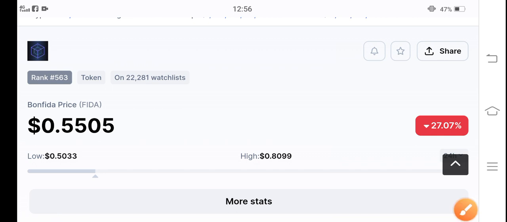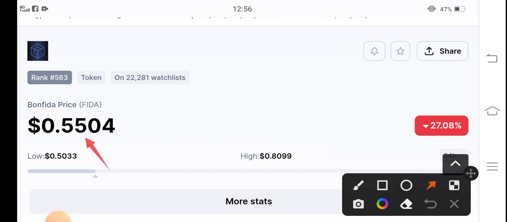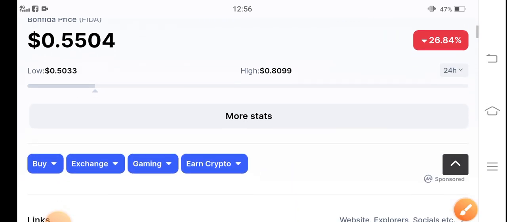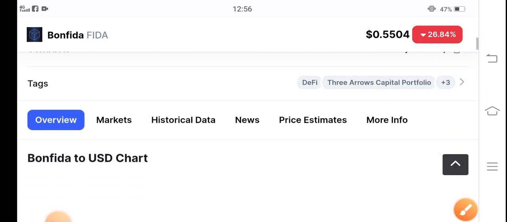If we see here, the current price is 0.55 cent, and you can see the last 24 hours highest price is 0.80 cent. So from 80 cent the price dropped to 55 cent, which is absolutely a bad dump. And if you see the 24 hours price change in Fida token, a 26.84% negative change has occurred, so no doubt the price of one Fida token has dropped badly.